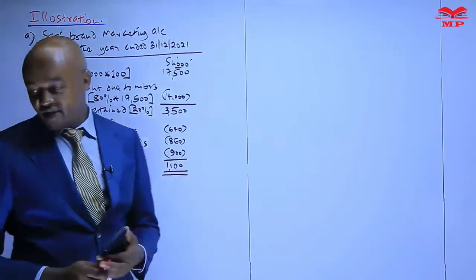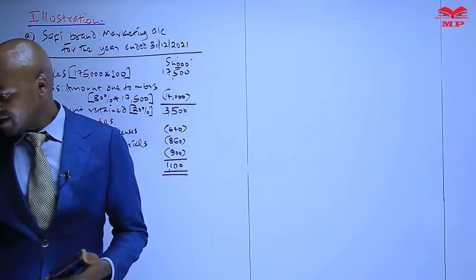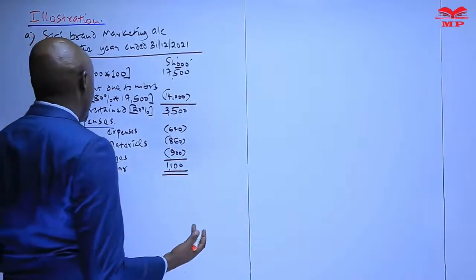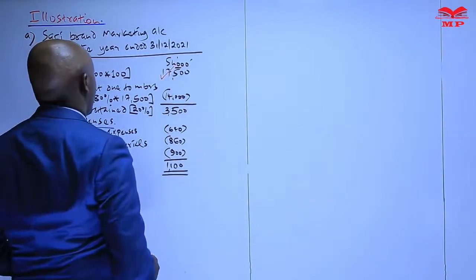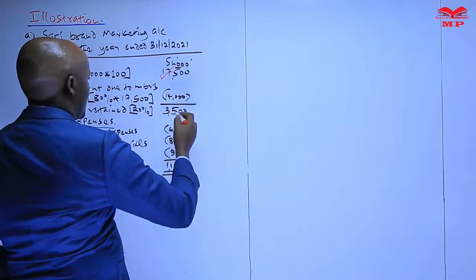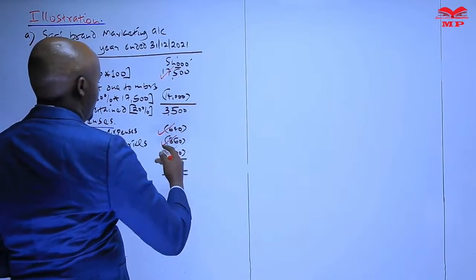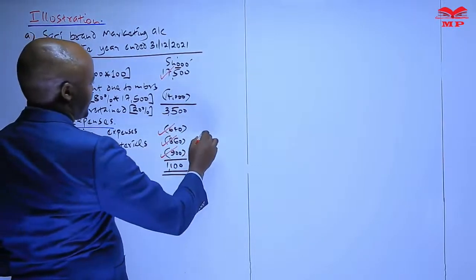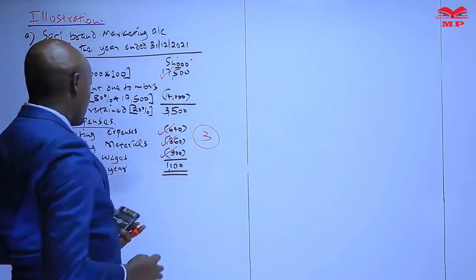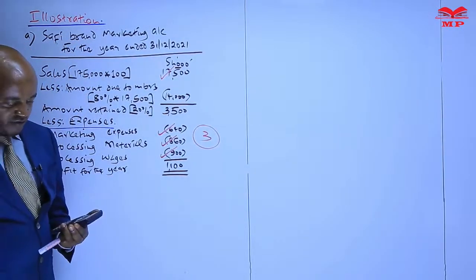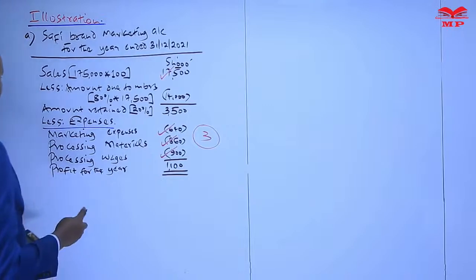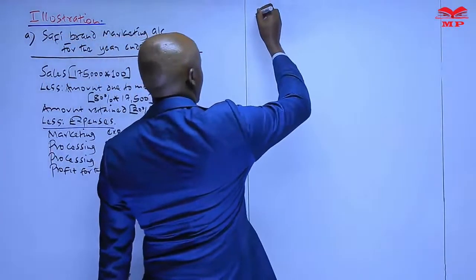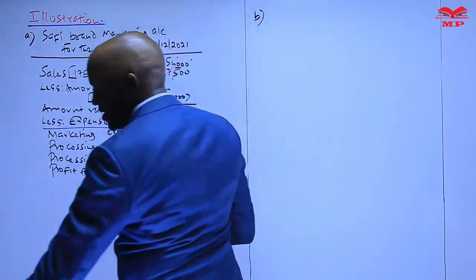So basically that's what the examiner was requiring there, and you can see how many marks were allocated there. The marks allocated were 3. So for recording these particular items here, the sales and these particular expenses here, you had to get those 3 marks. So let's move to part B of that question.